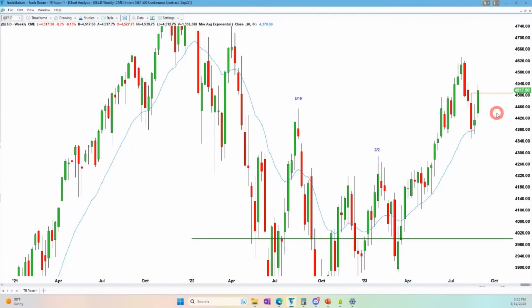The bears want to damage this bull bar as much as possible. So we'll see.